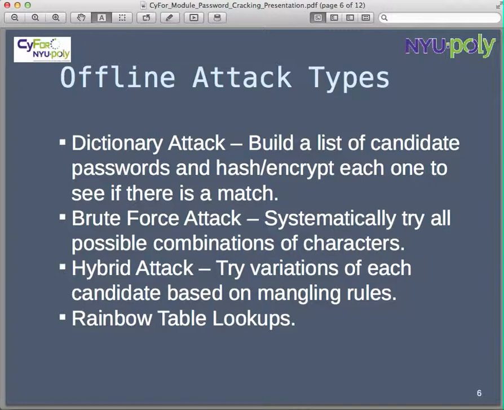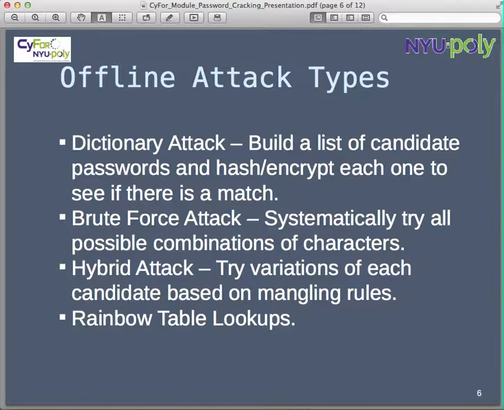So a number of methods are used. The first one is called a dictionary attack. In this type of attack, you build a list of candidate passwords, essentially construct a dictionary, and then try and hash each one of those words in the dictionary and see if the hash value is contained in the set of hash values that you obtained. So if there is a match in the hash value, then you can conclude that whichever word in the dictionary resulted in a match is a valid password.